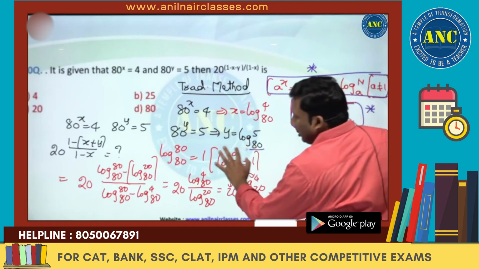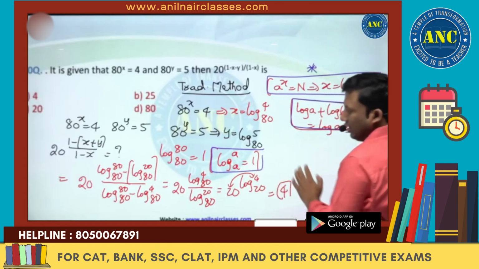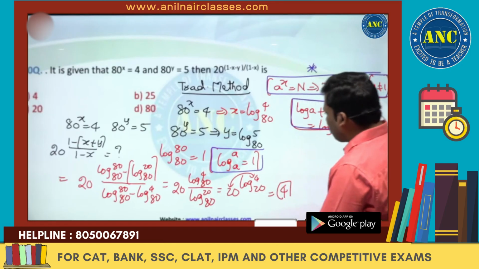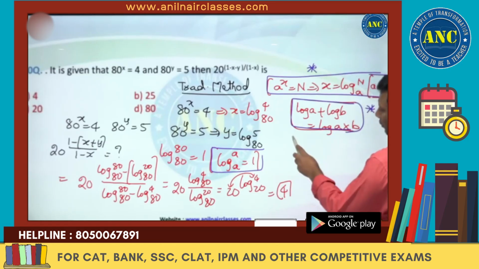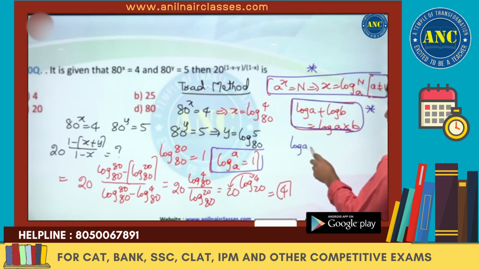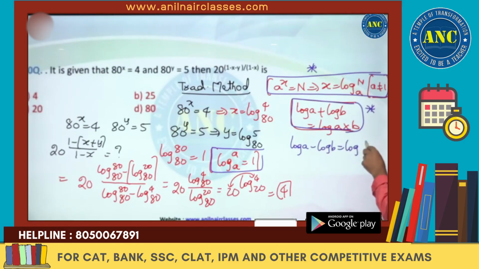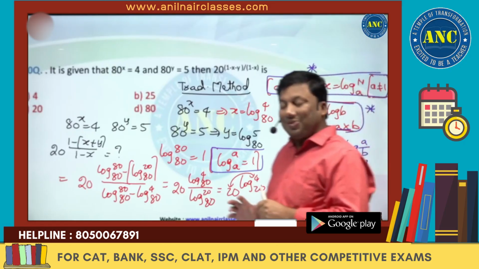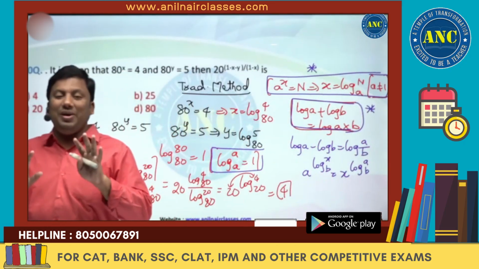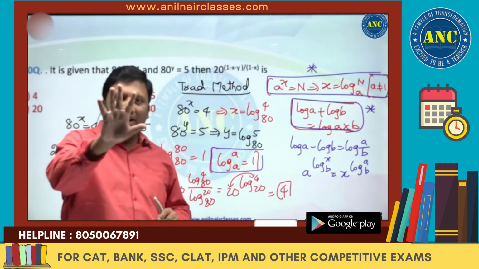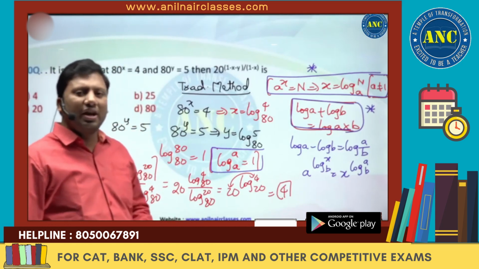Third property, log a base a is equivalent to 1. This also we used. We used one more, which is log a minus log b is log a by b. We used one more: a power log x base b is equivalent to x power log a base b. This question involves using 5 logarithmic identities. If you know 5 logarithmic identities, this question can be solved.